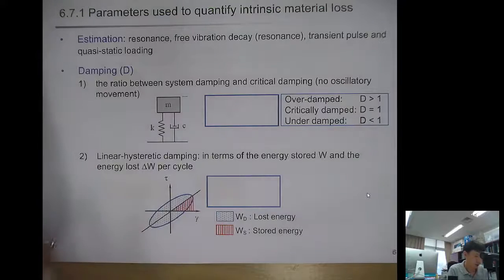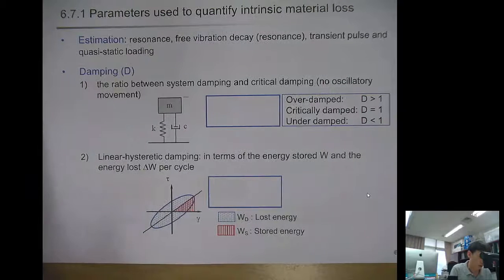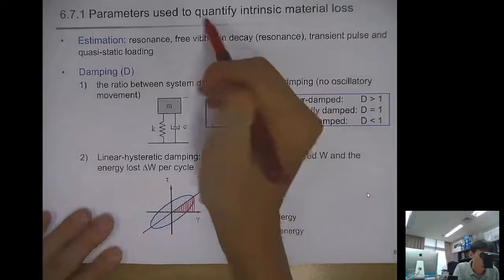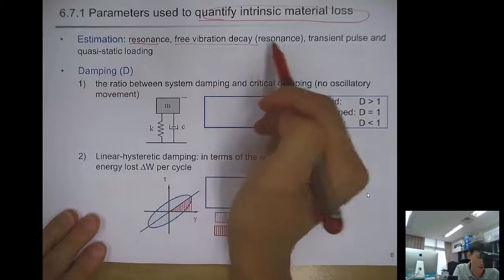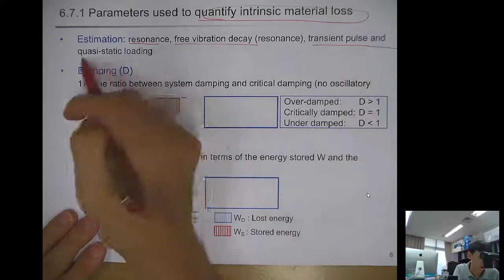And then how do we estimate this material loss? To quantify the intrinsic material loss, we can use the resonance or free vibration decay, transient pulse, and quasi-static loading.